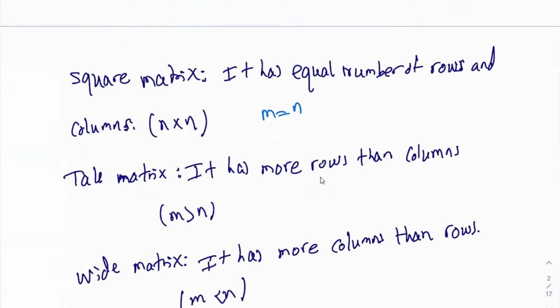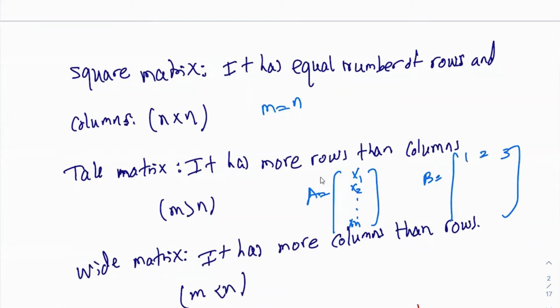For example, what is an example of a tall matrix? The example of a tall matrix is this: X1, X2, all the way to Xn. A column vector is an example of a tall matrix, where the number of rows should be more than the number of columns, like 1, 2, 3, 4, 5, 6, 7, 8, 9, 10, 11, 12, right? So here we have 4 rows and 3 columns. This is still a tall matrix.